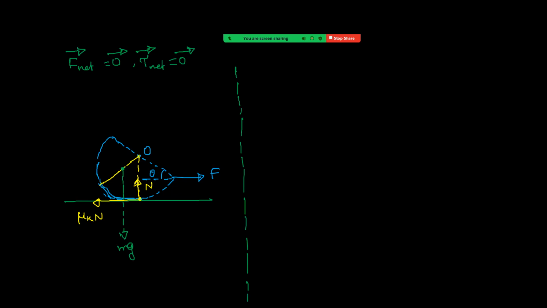Okay. Then about the contact point, because of the applied force, torque will be clockwise. And because of gravity, torque will be anti-clockwise. You should be very careful about the sense of rotation. About the contact point, due to the applied force, it will be clockwise. Because of gravity about the contact point, it is anti-clockwise.